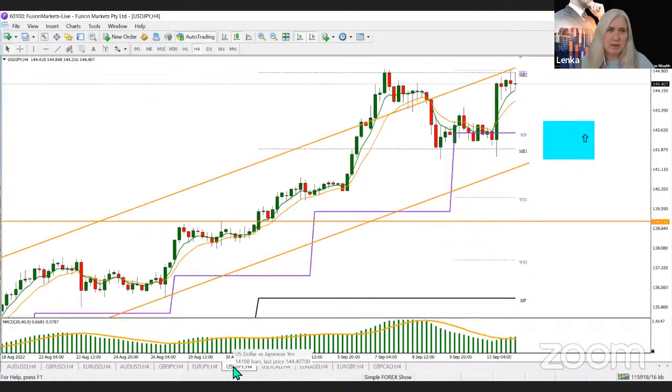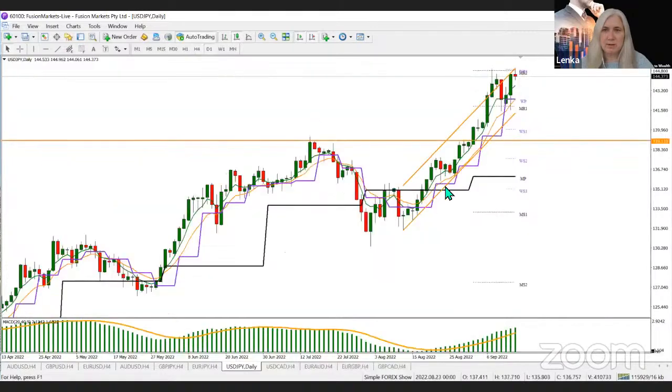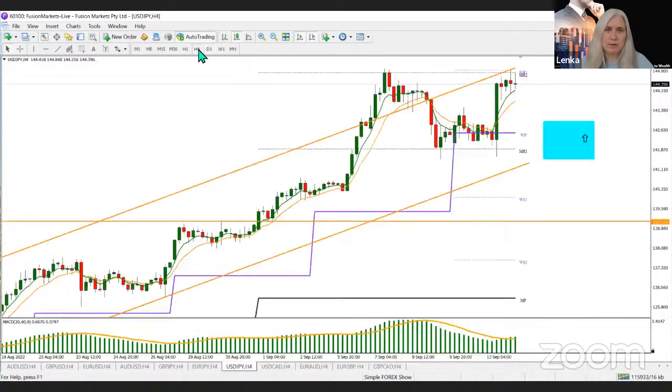Next currency pair is USDJPY. USDJPY, I'm not going to look for shorts there. I'm just going to wait for the price action to come to the bottom of the trend, to the bottom of that channel, and I would only look for long opportunities there.